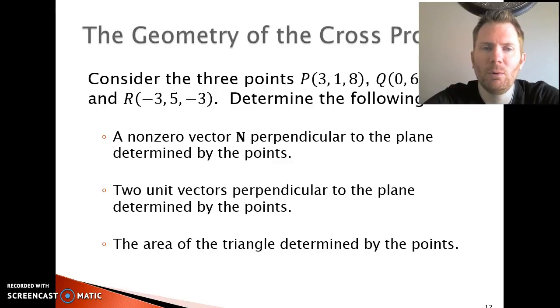If you have 3 points here, we're going to find several things about them. We're going to find a non-zero vector n, and we're calling it n for normal, perpendicular to the plane determined by those points. Then 2 unit vectors perpendicular to the plane determined by those 3 points. And then the area of the triangle determined by those 3 points.